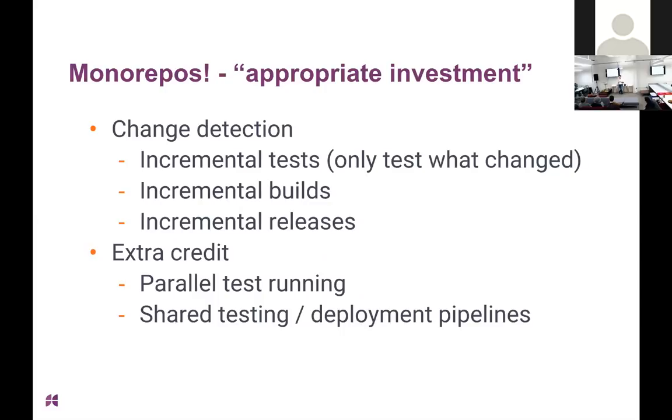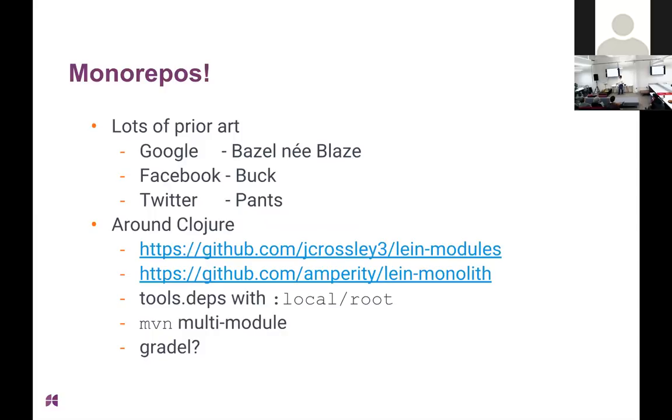The costs of making changes in the monorepo have to scale linearly with the impact of the change you're making, or at least with the dependency tree cardinality of the change you're making. They cannot scale with the cardinality of the repo. Otherwise, you've just completely failed, right? For extra credit, incremental parallel test running and shared test deploy pipelines would be nice. Those turn out to be very easy to get once you get into monorepo configuration, but they're not as critical as the fundamental need of not imposing upon your developers a cycle time, a CI time that grows with the size of the repo. And there's a lot of prior art for this.